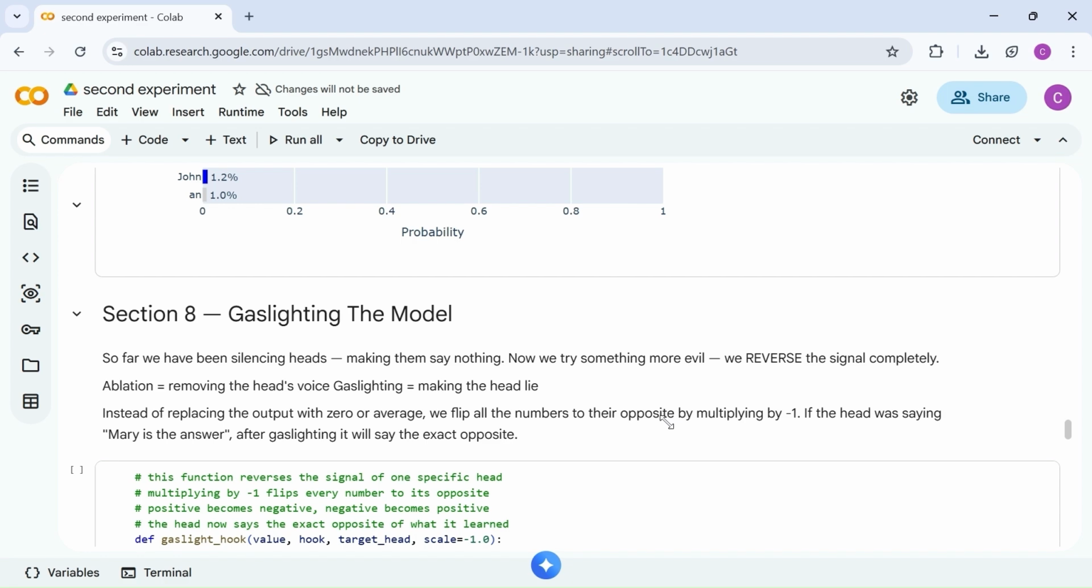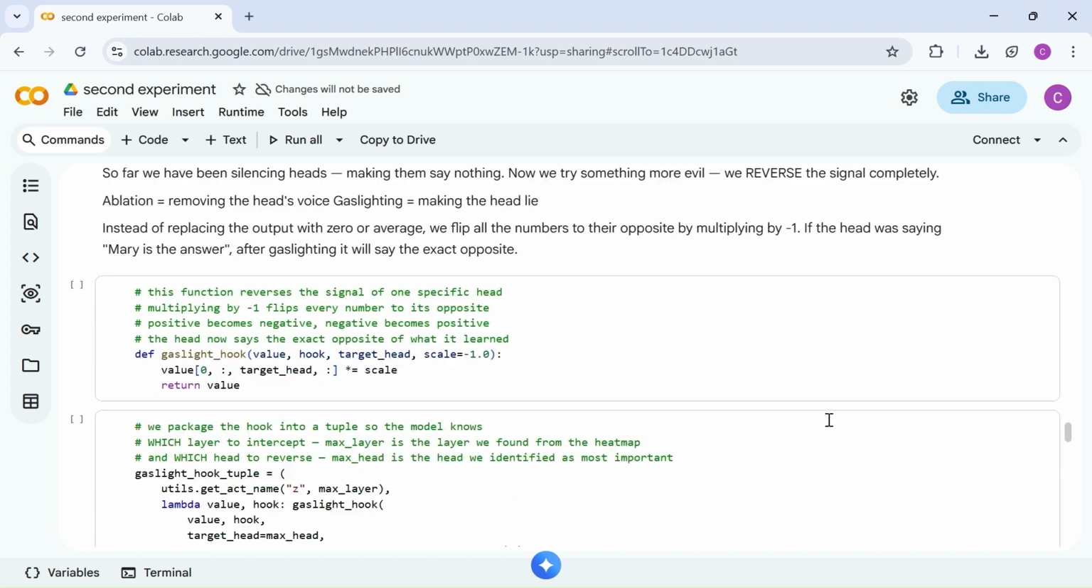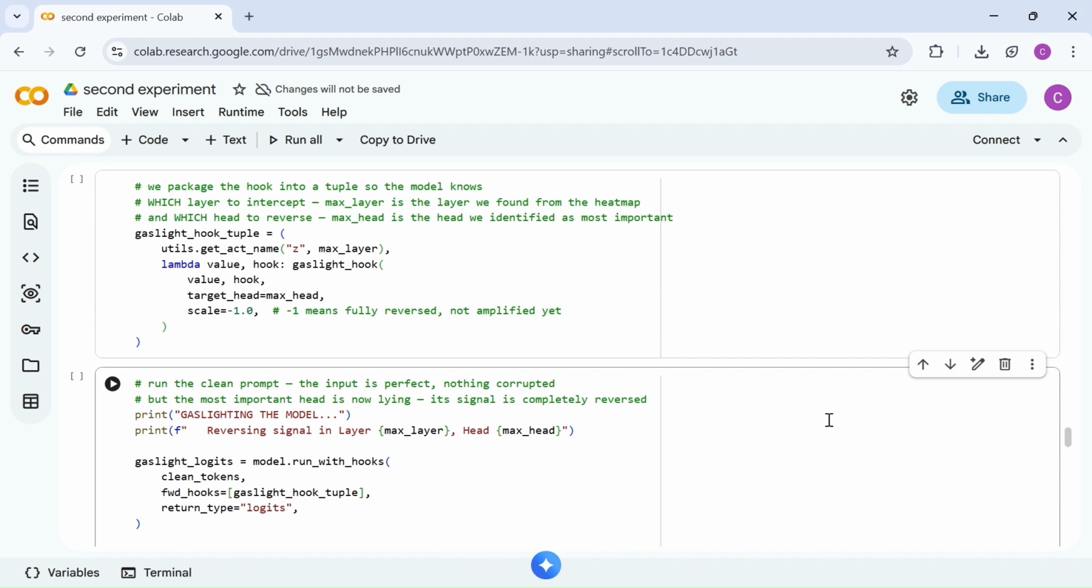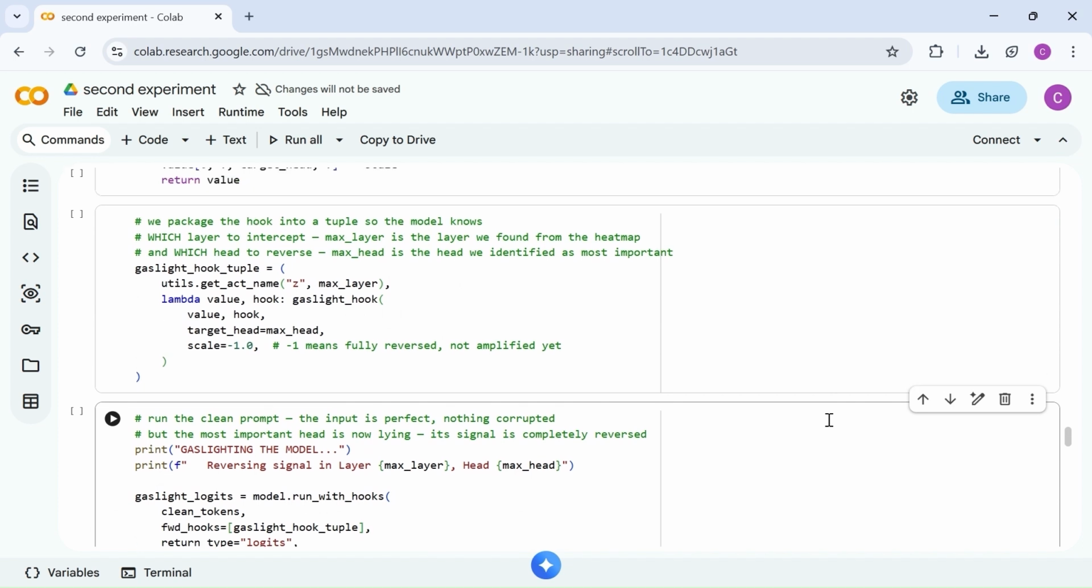This brings us to section 8, which is gaslighting the model. Now, instead of silencing the head, we are going to flip its signal. We multiply its output by minus 1. So if the head previously pushed the model towards Mary, now it is going to push equally toward John. We are not removing the gear, we are simply changing its direction, or reversing its direction.